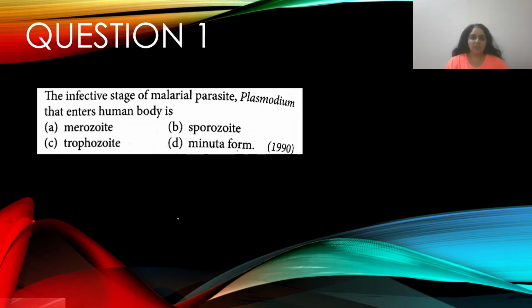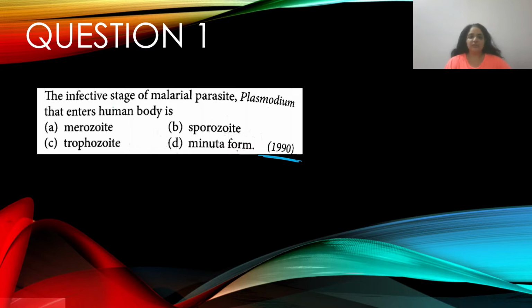Alright, so question number 1. The infective stage of malarial parasite Plasmodium that enters human body is... This appeared in 1990, pretty old question. A. Merozoite, B. Sporozoite, C. Trophozoite, and D. Minuta form.